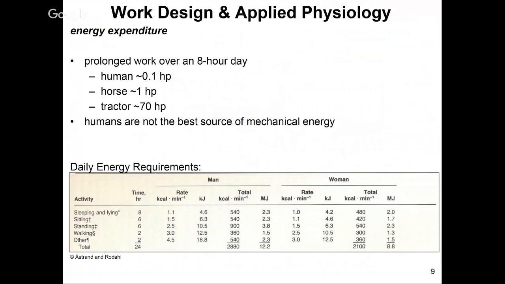You can see here on this bottom table some of the basic daily energy requirements for different activities. If you do these activities during durations similar to the time listed here, so sleeping for 8 hours, sitting for 6 hours, standing for 6 hours, walking for two, and other for two, then you would get an estimate of what your energy expenditure might be for the day.